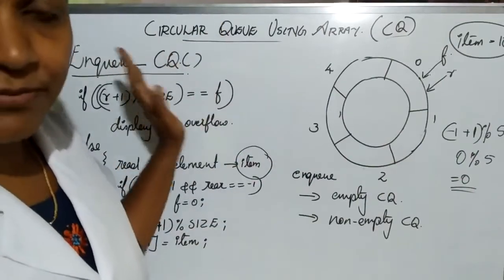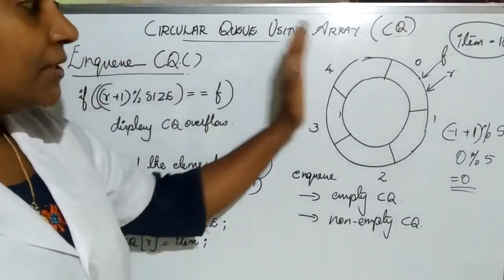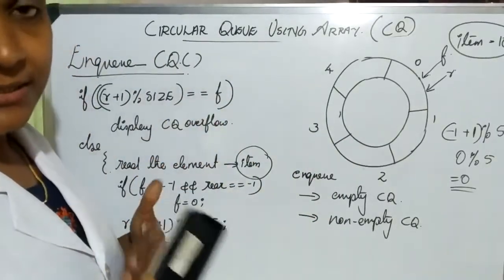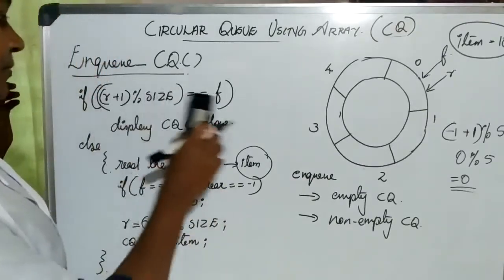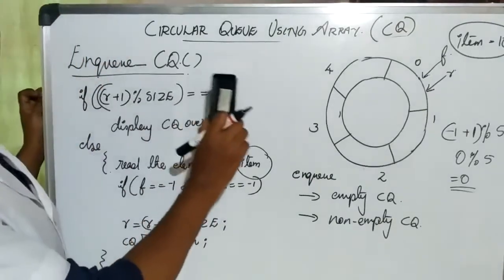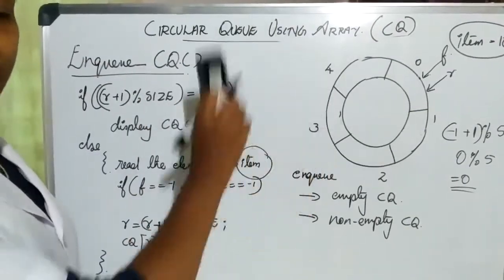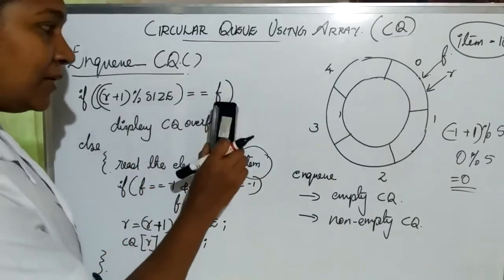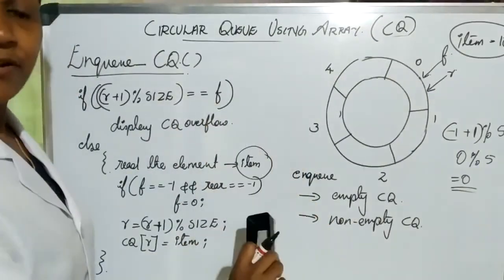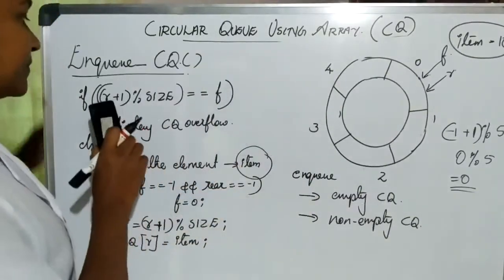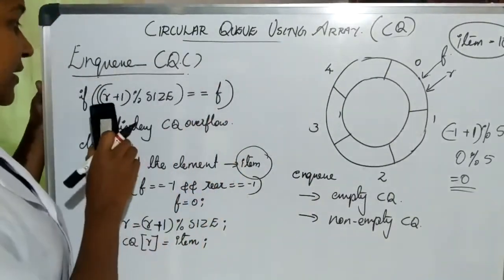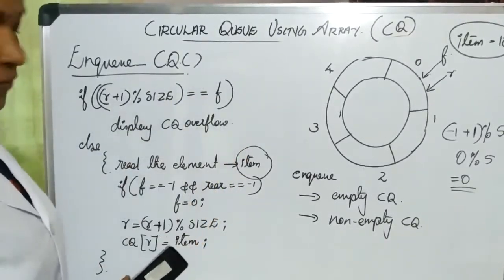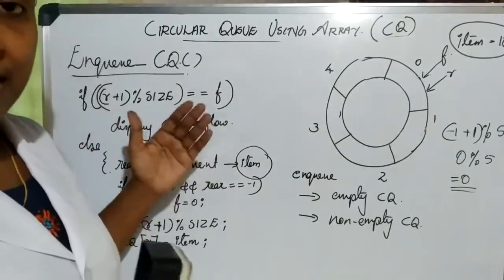As usual, first we check whether the circular queue is full or not. In a circular queue, in order to check for circular queue overflow, we need to check whether (R plus 1) mod size is equal to front. We considered two cases of a full circular queue. In both those cases, front was pointing to the very next location after rear. So we took that as the condition: (R plus 1) mod size is equal to front. If it is so, then display CQ overflow. Else, NQ is possible.